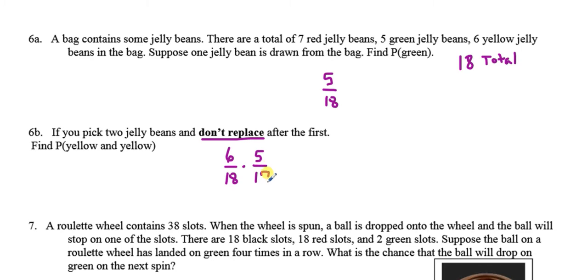Now, if it's one of those questions where you put the jelly bean back in the bag, then it would be 6 out of 18 times 6 out of 18. And that comes out to be 30 out of 306. And the fraction could be reduced down, or as a decimal, it's approximately 0.098.